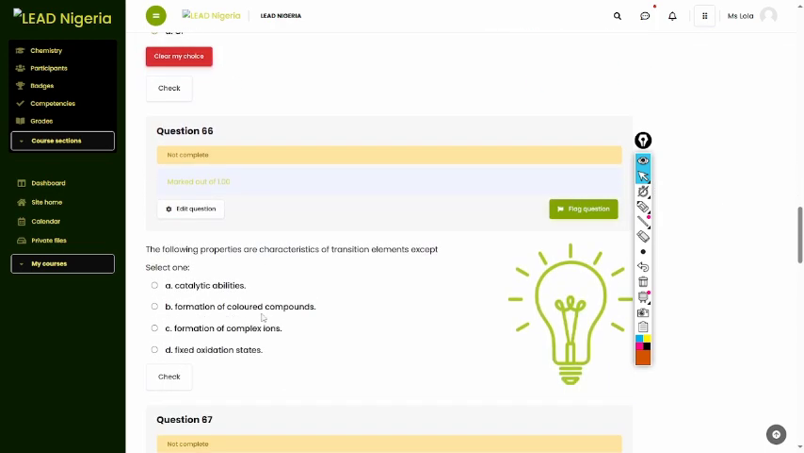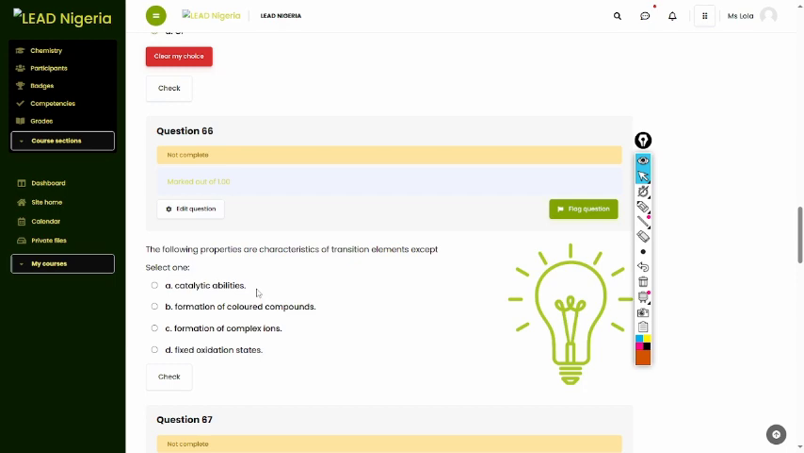The following properties are characteristics of transition elements, except, okay, so transition elements have unique properties. They can act as catalysts. Okay, they can form colored compounds. Let's give examples of this. Acting as catalysts, we can have nickel. Nickel can be used as a catalyst for hydrogenation processes that we use for making margarine.